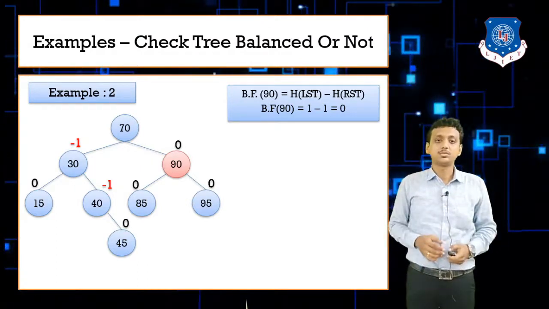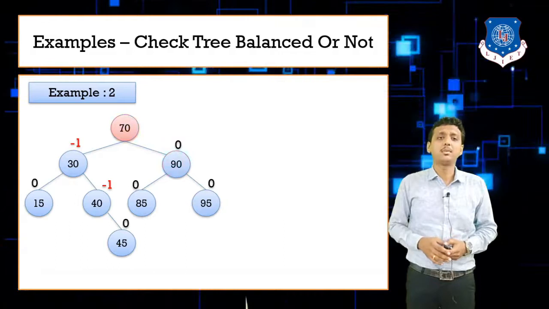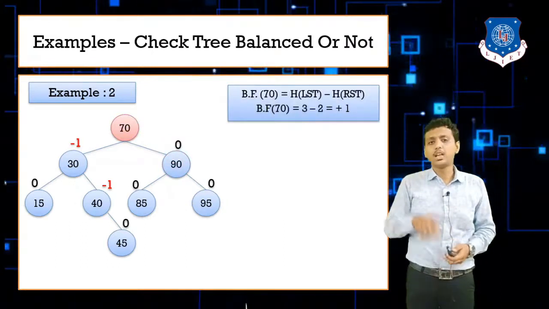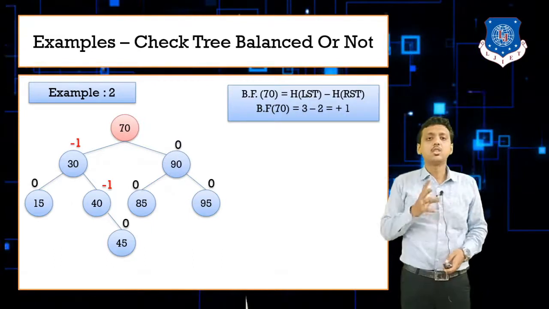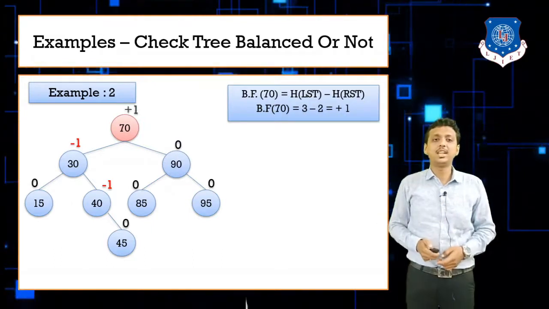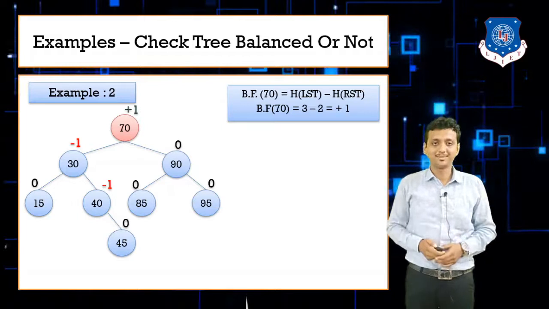Now what is the height of the right subtree? The height of the right subtree is 2, because 90 is at one level, and 85 and 95 are at another level. So the balancing factor for node 70 is +1.